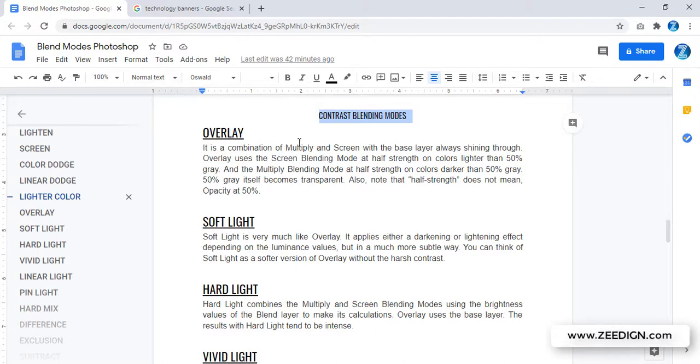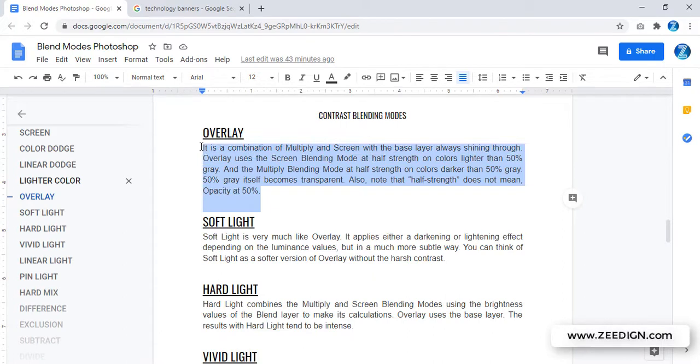So it is a combination of multiply and screen. We have learned about these two earlier. It's a combination of these two with the base layer always shining through, so I think it will prioritize the base layer. Overlay uses the screen blending mode at half strength on colors lighter than 50% gray. These are too technical, the 50% gray and half strength, so I will keep it highlighted for you if you are interested, but for the sake of making this video shorter, I'm going to skip that.